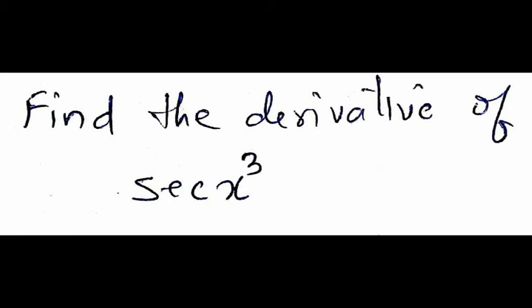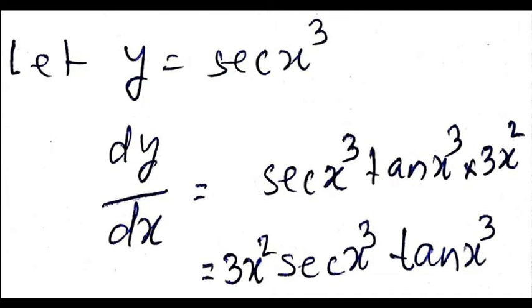Find the derivative of sec x cube. Derivative of sec x is sec x tan x, and derivative of x cube is 3x square. Therefore we get 3x square sec x cube into tan x cube.